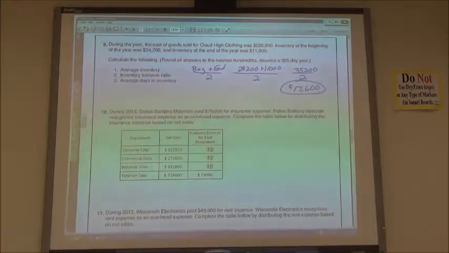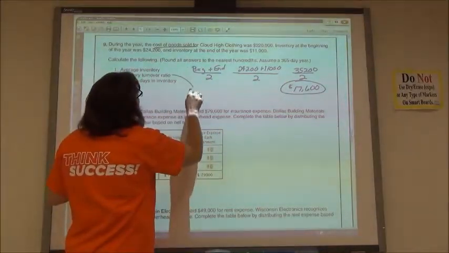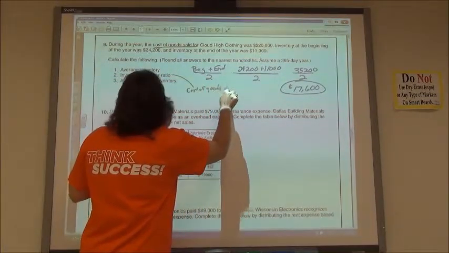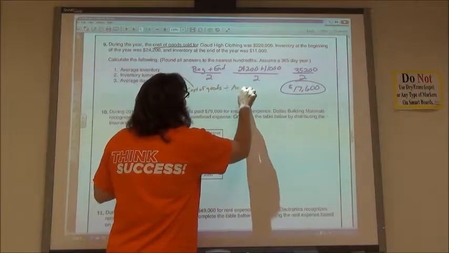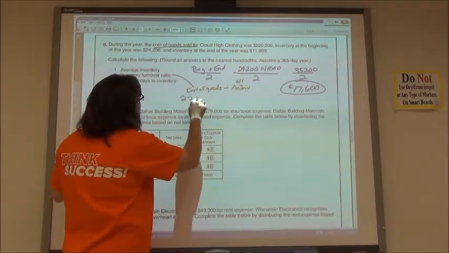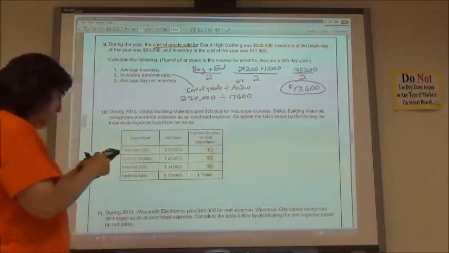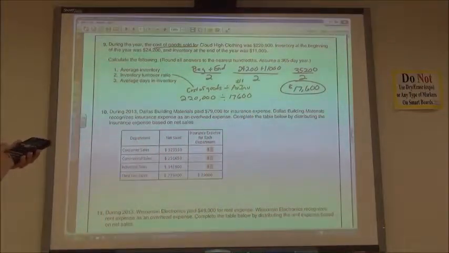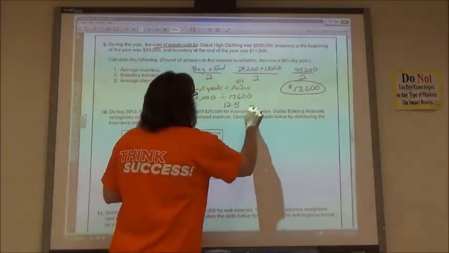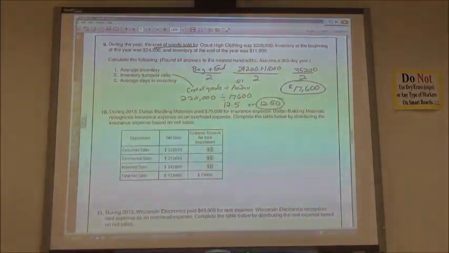We then want to find the inventory turnover ratio. So we're going to take the cost of goods sold and divide it by the average inventory, which is the answer to number 1. So we're going to take our 220,000 divided by our 17,600, which gives me 12.5. And again, they might write it as 12.50 since it specifies to round to the nearest hundredth.